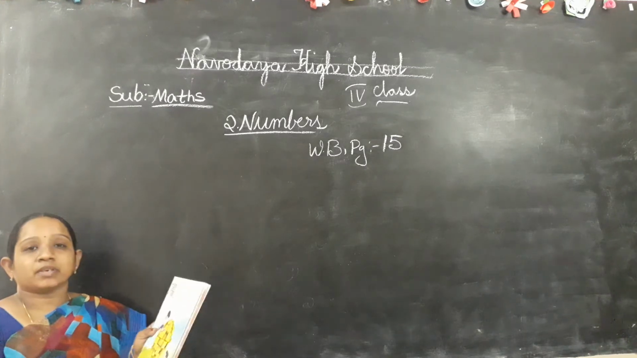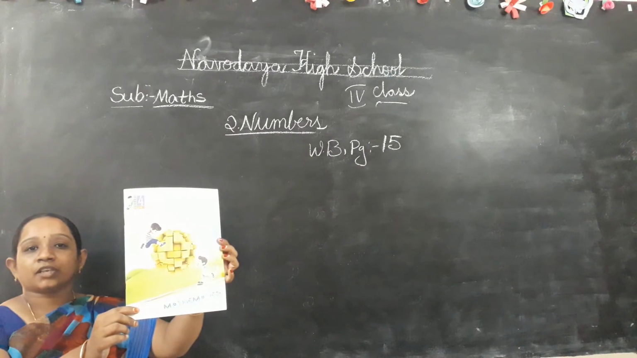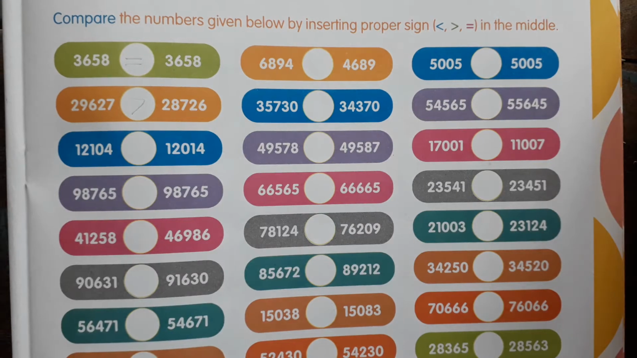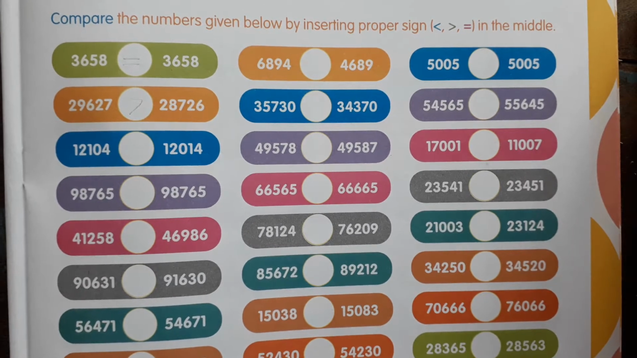Workbook, page number 15 onwards, children. So, open your workbook, take your pencil and eraser, children. Okay, children, open workbook, page number 15.